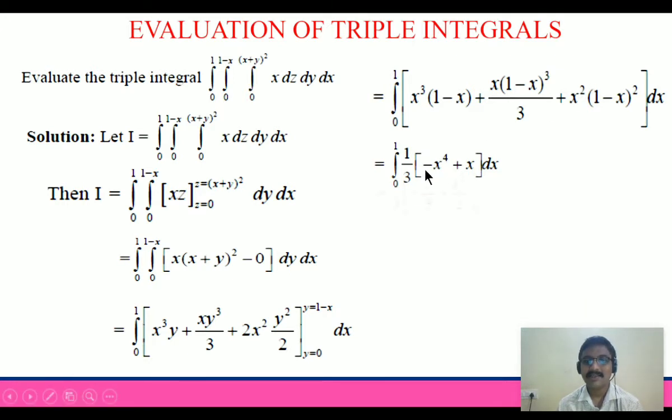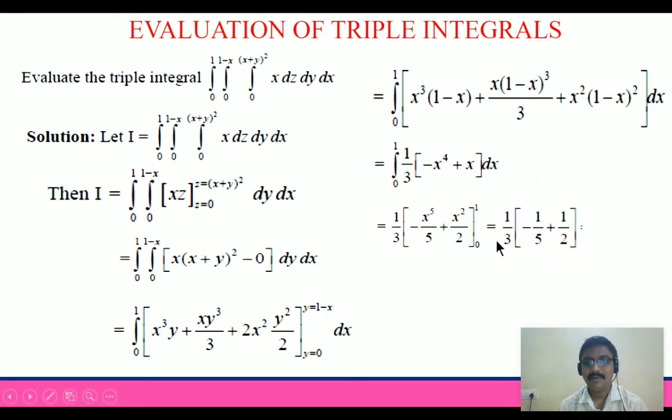1 by 3 is taken out. X power 4 integration is x power 5 by 5. X integration is x square by 2. Substituting upper limit as 1 and lower limit as 0, and simplifying by taking the LCM, we will get the result as 1 by 10. Hence, the required triple integral value is now 1 by 10.